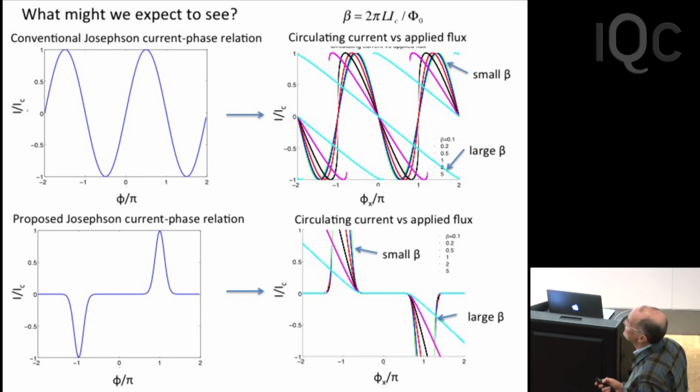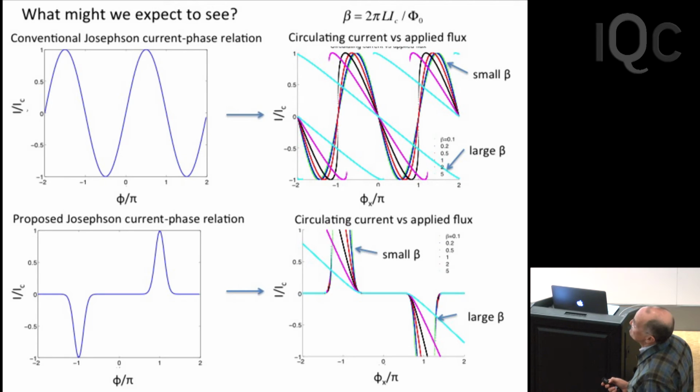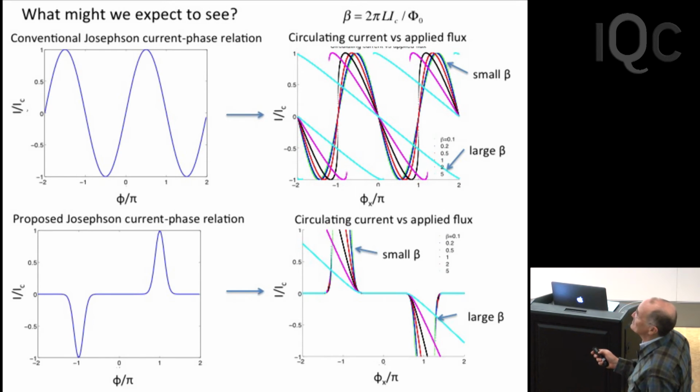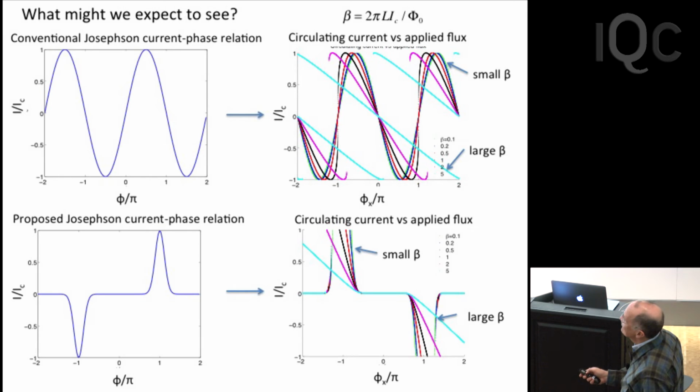For a conventional Josephson current phase relationship, I've just plotted this. This is the current across the junction as a function of the phase drop. It goes like the sine. Then if you have a small product of the inductance times the critical current, which is in fact the case in our samples, you expect to see something that looks very sinusoidal. It's only when you have a large inductance that things start to get a little weird.